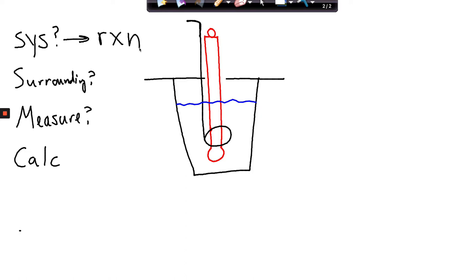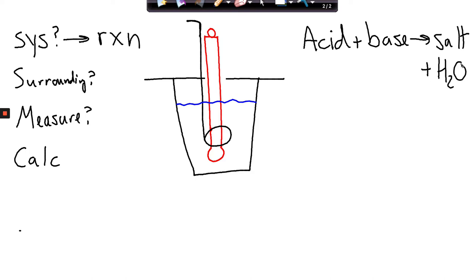Now, guys, with that said, let's be a little bit more specific, but I would encourage you not to write this down because it's going to become clutter. In the lab on Friday, your system is going to be acid-base reactions. You're going to react sodium hydroxide with a strong acid, and then you're going to react sodium hydroxide with a weak acid, and you're going to compare the energies that are generated in both of these reactions. That will be your system.